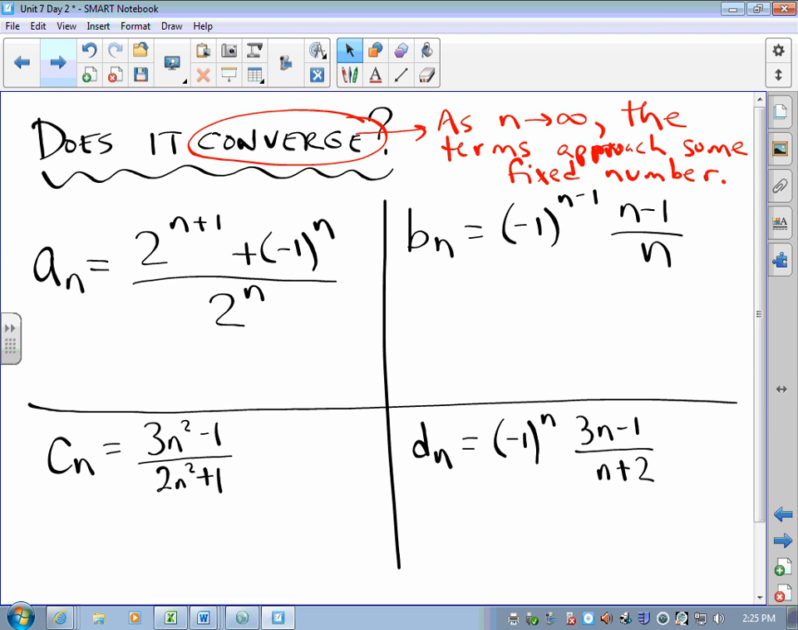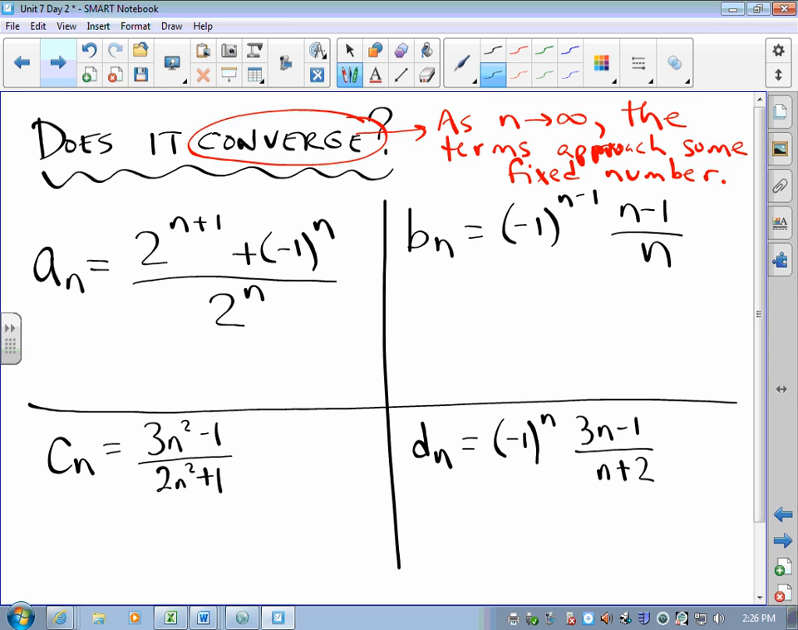So, take a moment, hit the pause button, and think to yourself, do these sequences approach some fixed number? Think about it. Okay, so I'm assuming that you hit the pause button. If you haven't, you're about to get the answers.